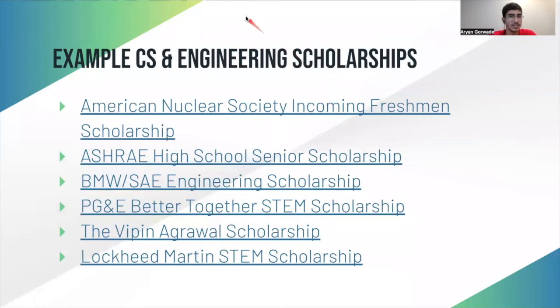Okay, so let's talk about some example CS and engineering scholarships. The first one is the American Nuclear Society Incoming Freshman Scholarship. There's also the ASHRAE High School Senior Scholarship. There is also the BMW/SAE Engineering Scholarship. There's the PG&E Better Together STEM Scholarship. There's a Vipin Agrawal Scholarship, and a Lockheed Martin STEM Scholarship. Many of these are offered by big corporations, hence you can see brand names in them.